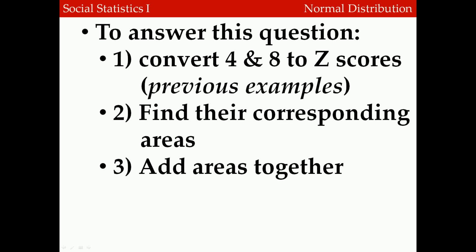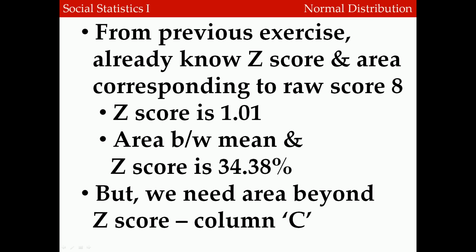To answer this question, we have to take 4 and 8 and convert them to z-scores, which we did in previous examples. Then we have to find their corresponding areas, but this time looking at column C, and then we just have to add those together. Let's start with the raw score 8.